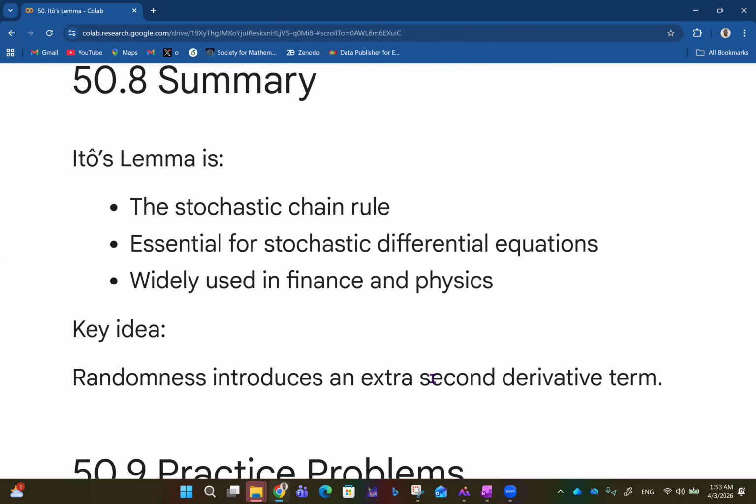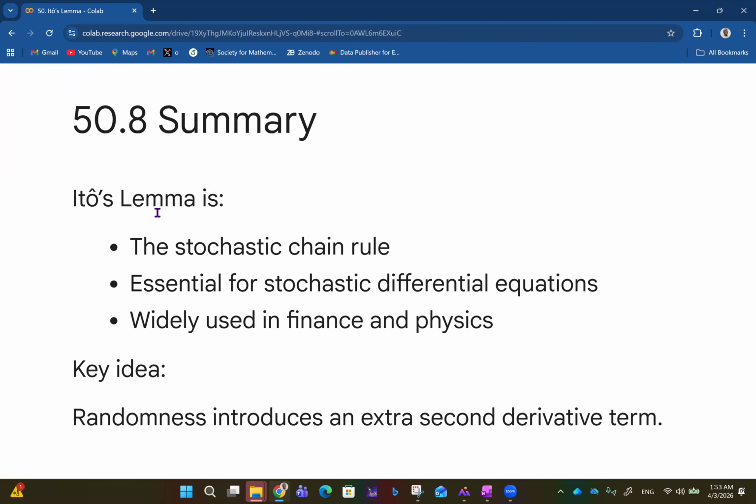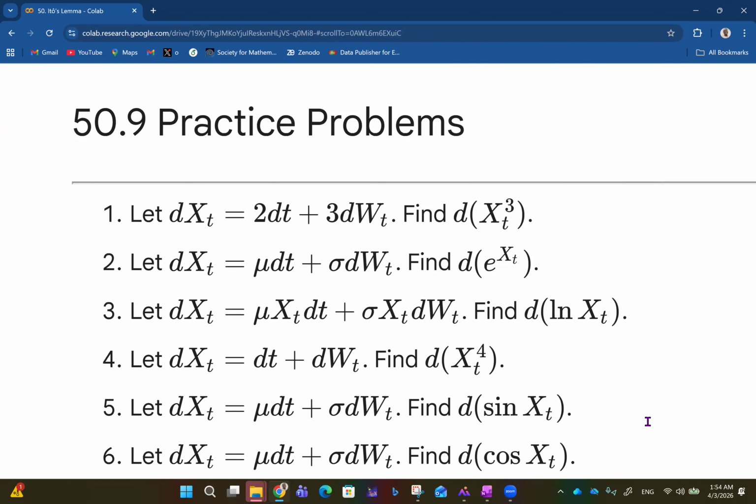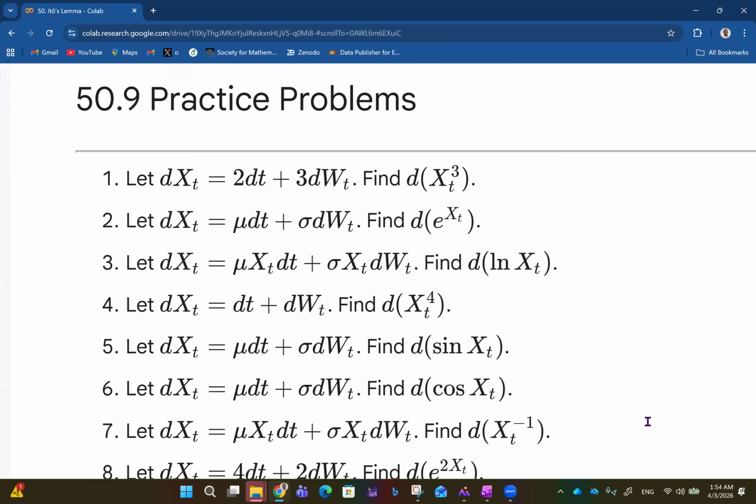under the practice problems. So in summary, we have Ito's lemma, right? It is the stochastic chain rule, and it is essential for stochastic differential equations. It is widely used in finance and physics, and the key idea is that randomness introduces an extra second derivative term like that. So we have some practice problems here.